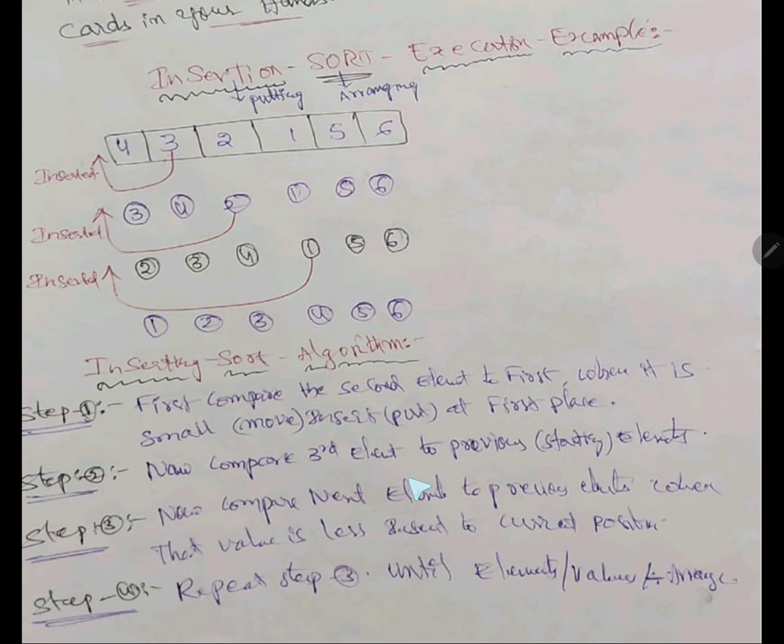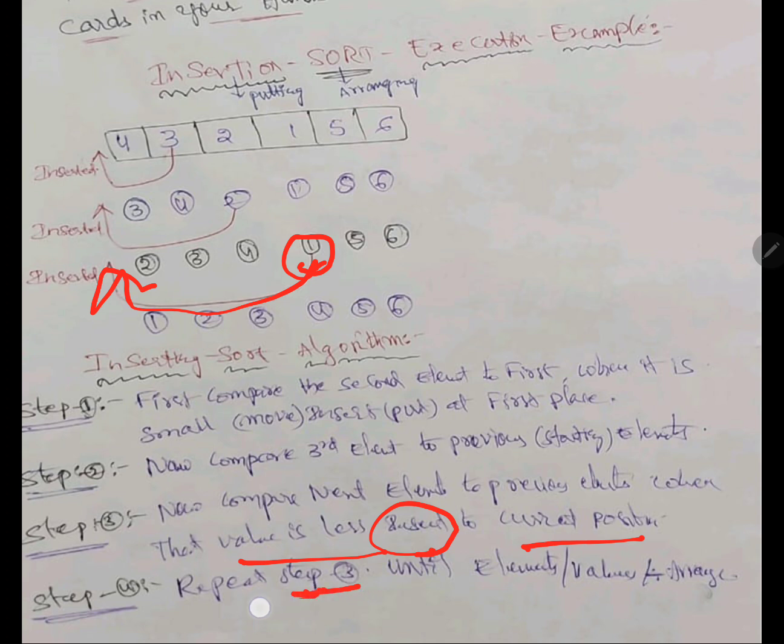Step 2, now compare the third element to the previous elements and do the same. Step 3, now compare the next element, the fourth element, to the previous elements. When the value is small, insert it at the current position. You need to insert it at the correct position, just like this, and this will be inserted here, right? Similarly, step 4, repeat step 3 until all the elements are arranged in ascending order. Generally we do ascending, increasing order only, and then the algorithm will close.